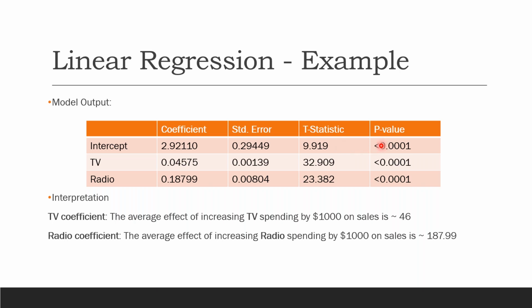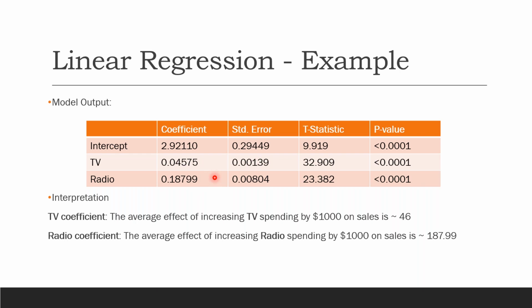So since this probability is very low, which means that this t-statistic we did not get by chance, right? So that would mean that these coefficients are significant, and by extension that a variable is significant.